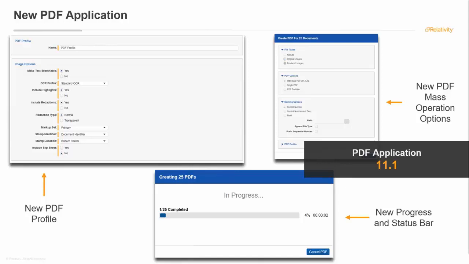The job is complete. If the job completes with errors, you're going to have the option to download a CSV file with a list of those errors. So for example, if you try to create a PDF for a native file that is password protected, or if you try to create a PDF from images and a document doesn't have images, those PDFs will not be created and those documents are included in the CSV error file.